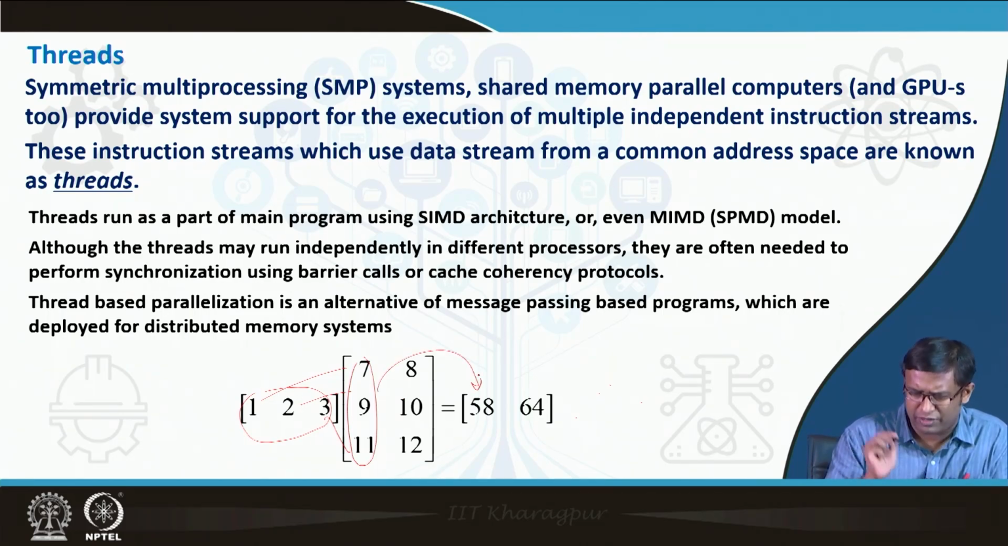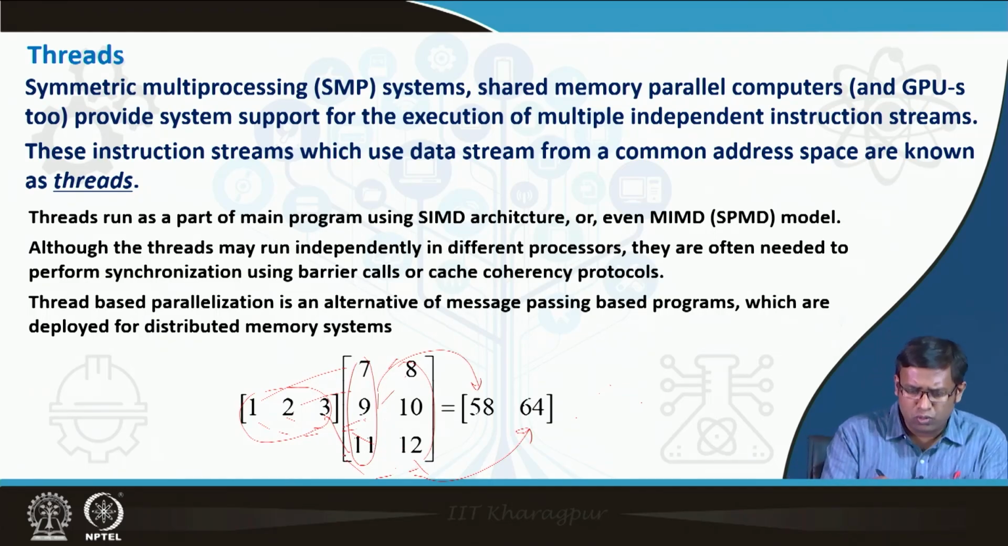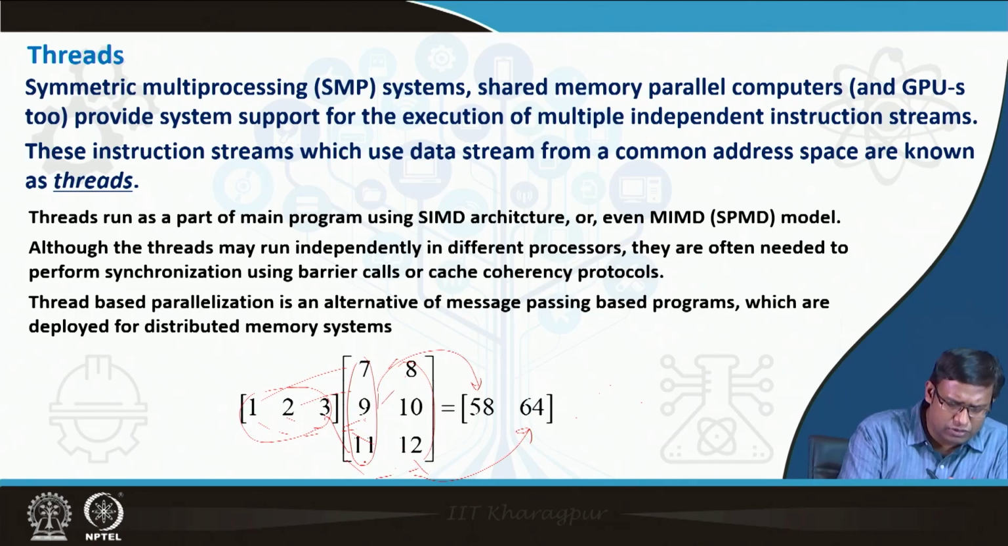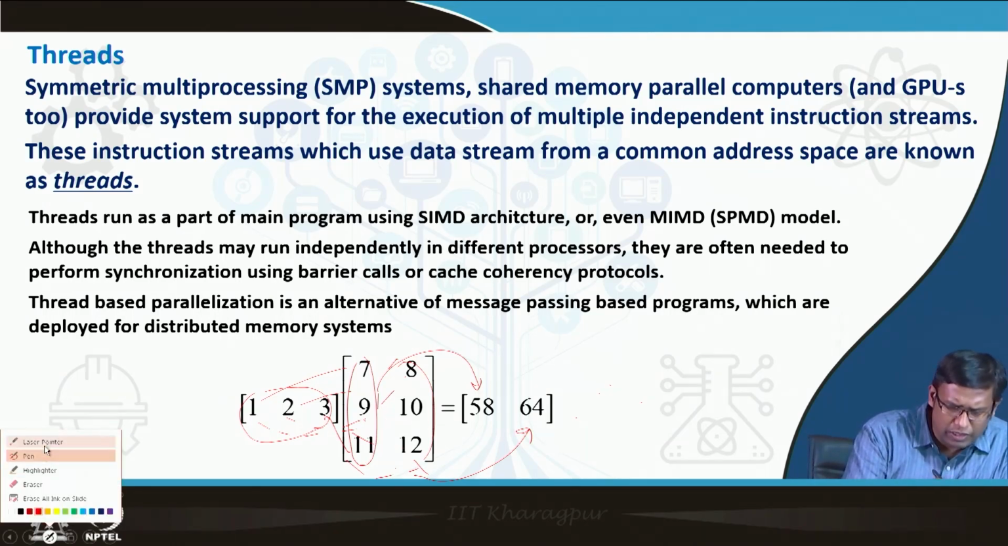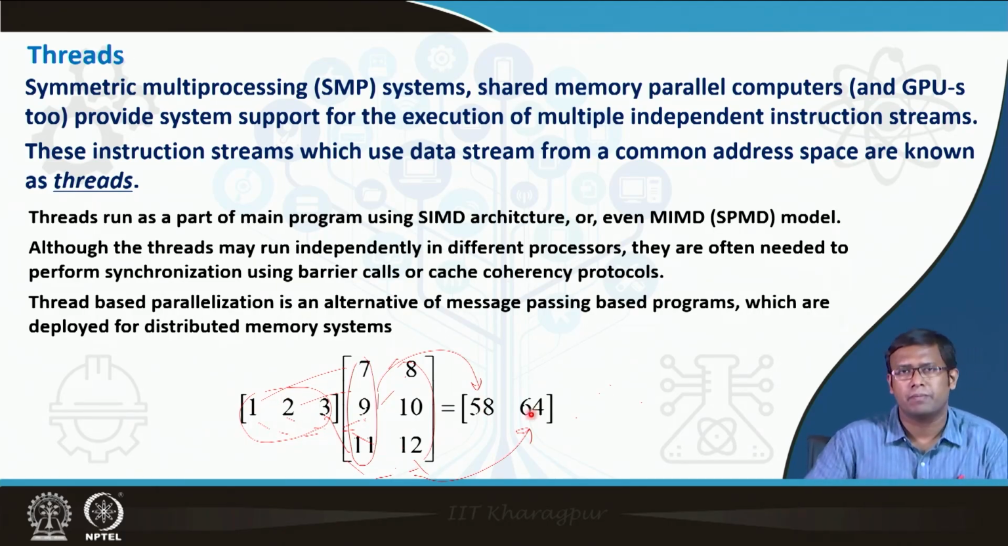This comes as 58. The second one is, this is multiplied with 8, this is multiplied with 2, and this is multiplied with 3, and the product comes here. So there are two columns which can be independently multiplied with the row, and their results will come here. So we can launch two threads.